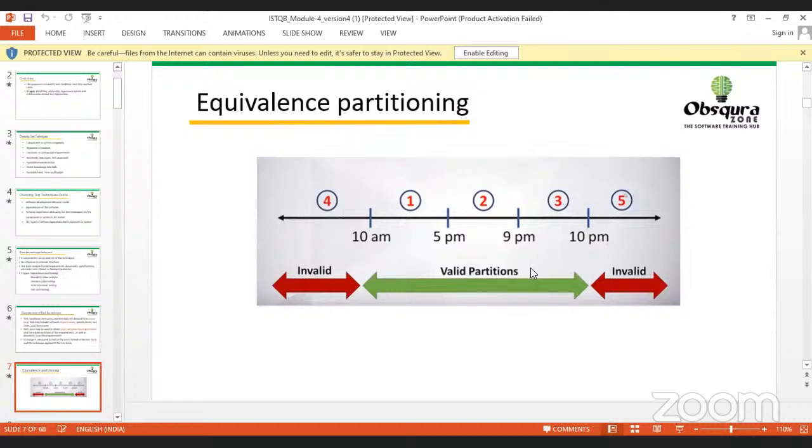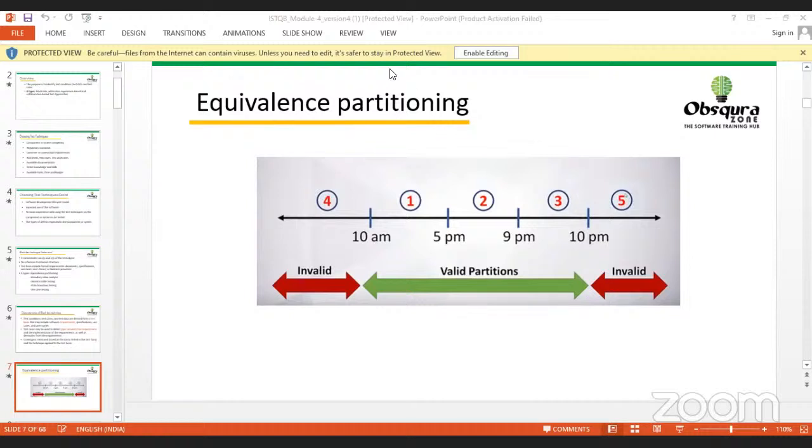So there are 2 types of partitioning, valid and invalid partitioning, which is explained here. Got it? We will see more examples in the coming slides and work out more questions, so it will be more clear to you. Okay. Now till now, no doubts, right?